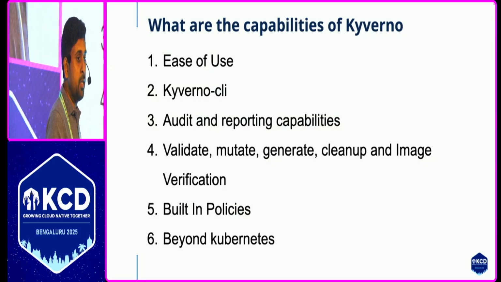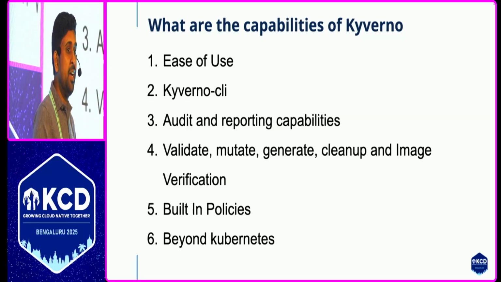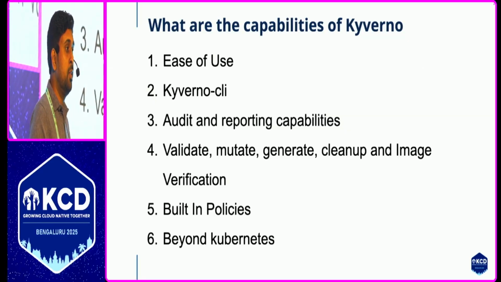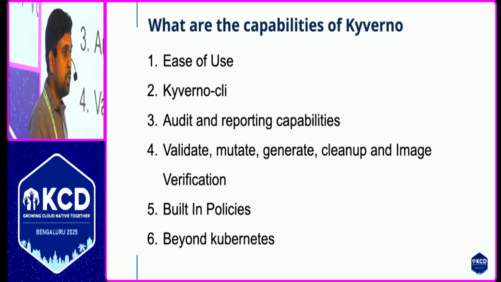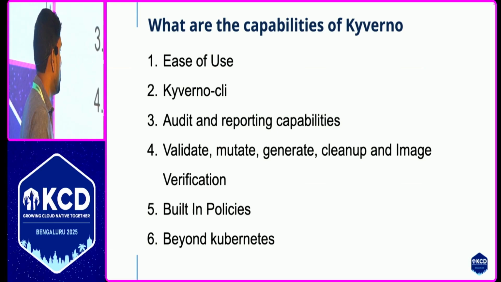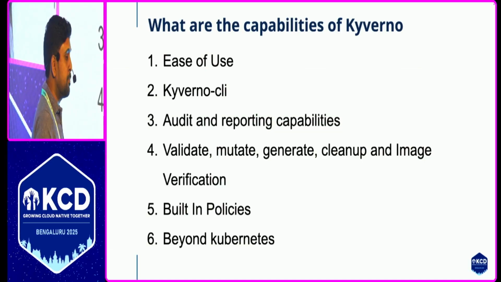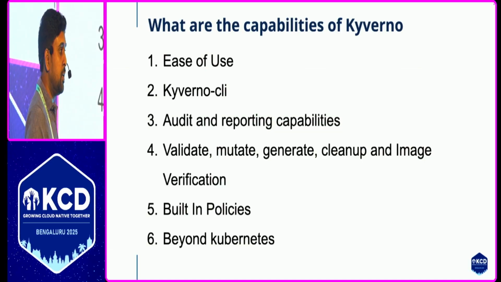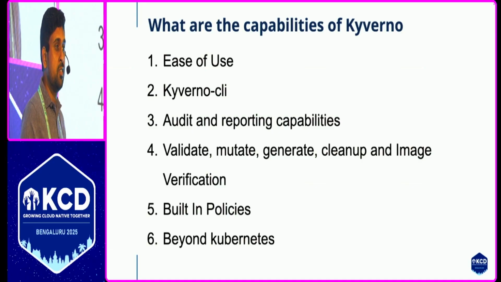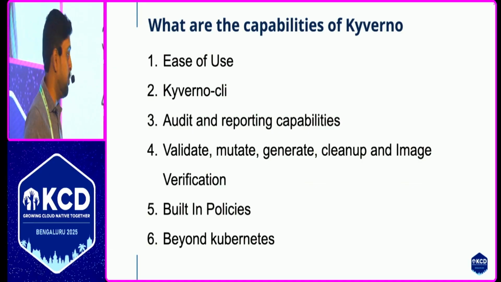Auditing and reporting capabilities are there in Kyverno, which can help you aggregate all the policy reports and the findings based on the policies that you have written. As I mentioned, validating, mutating, generating, cleanup, and image verification are a couple of common examples where these policies are written, and now we are expanding beyond Kubernetes and taking it to other JSON data that you can validate using Kyverno, right?